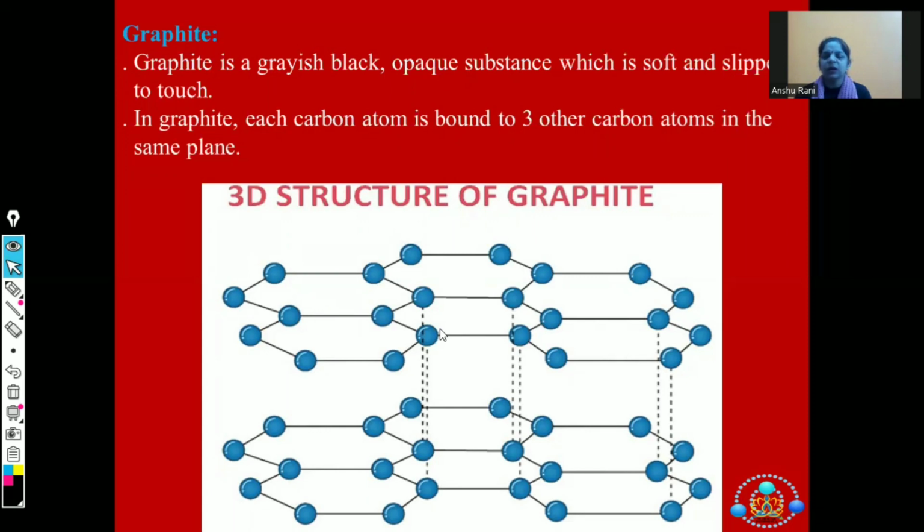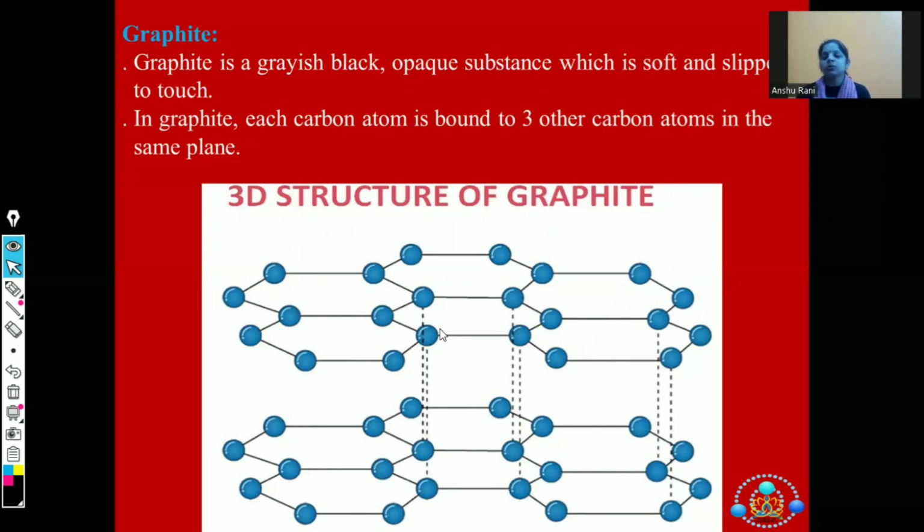As it can conduct electricity, it is used to make electrodes in cells. Graphite rods are used as electrodes in making cells. Graphite is used for writing. When you are writing with a pencil, you are removing one layer of carbon. This is a layered structure which is present in graphite. So when you are writing with a pencil, you are writing with one layer.